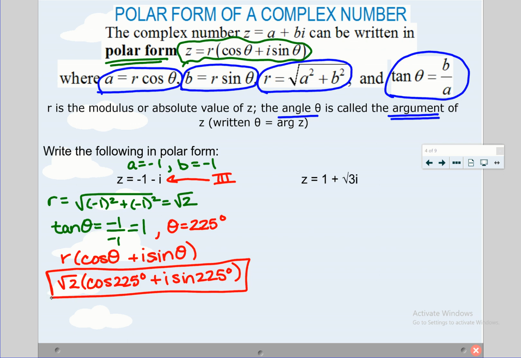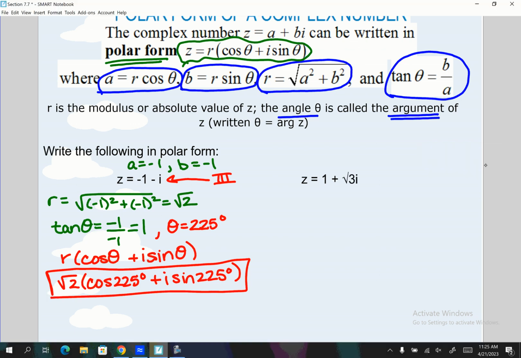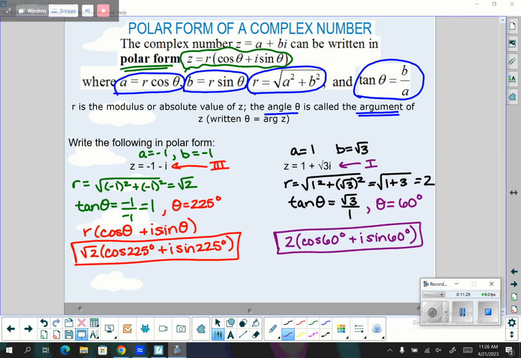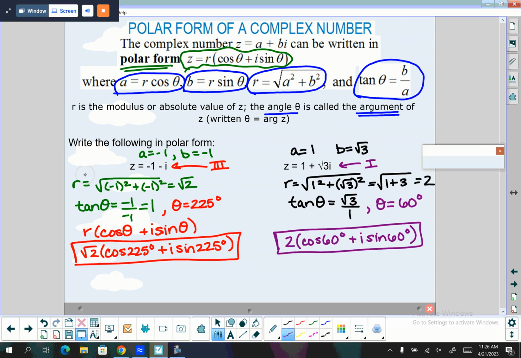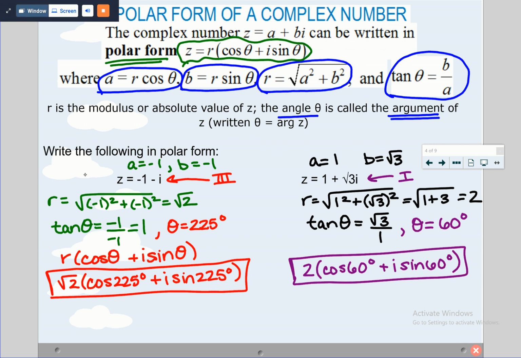Okay? You guys try the second one. I'll give you a couple minutes. Find r, find theta, put the complex number in polar form. Let's check answers. I got 2 and 60 degrees.